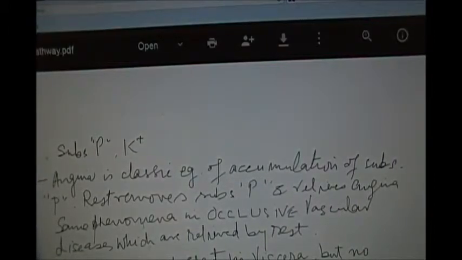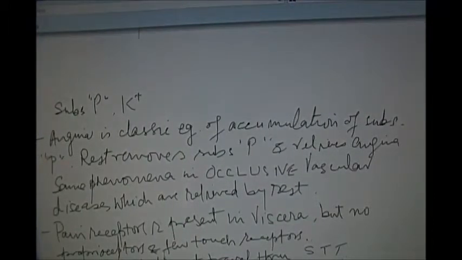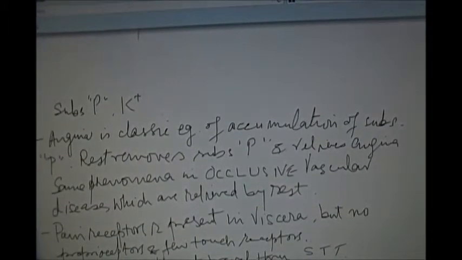And the same phenomena occur in occlusive vascular diseases, which are relieved by the rest. So angina and occlusive vascular diseases are relieved because the substance P, which accumulates, is removed. The pain receptors are present in viscera, but no proprioceptors, and only few touch receptors are present in the viscera.